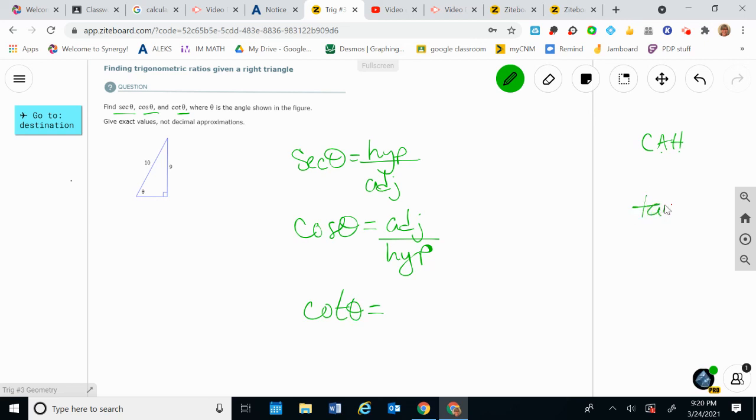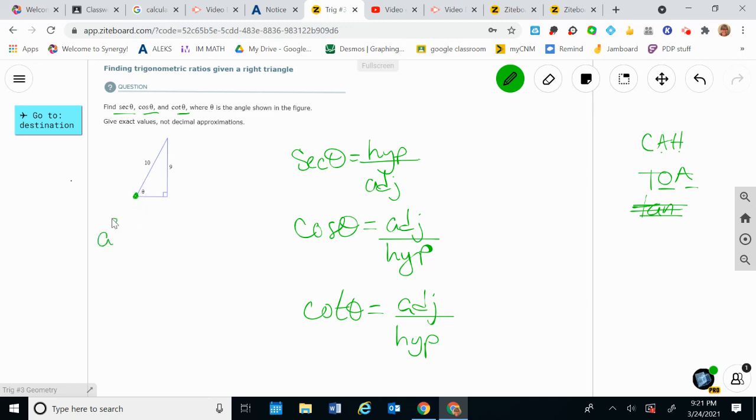Okay, if tangent is TOA, SOHCAHTOA, it's opposite over adjacent. So, oops, my bad. I was telling you what tangent was. If tangent is opposite over adjacent, then cotangent is adjacent over hypotenuse. Well, we need the other side. We don't have this one. We know where we're standing because we have theta named.